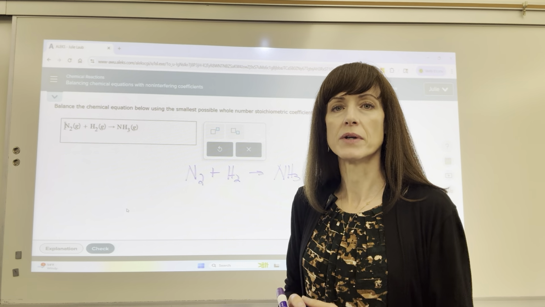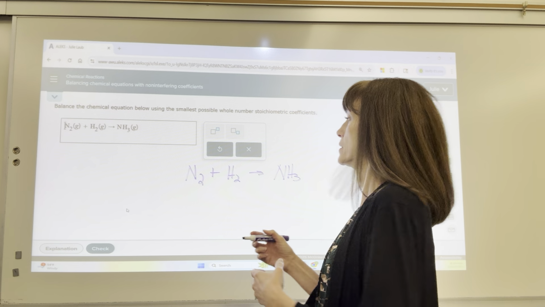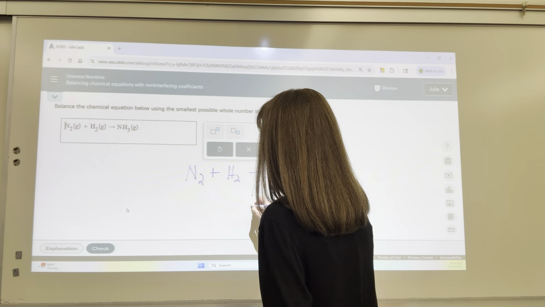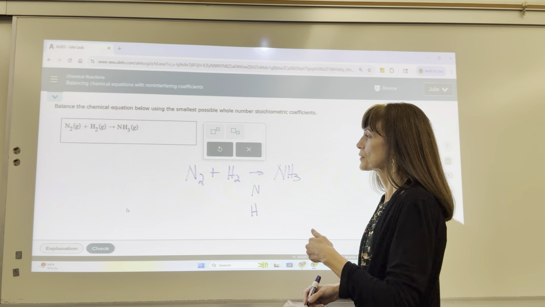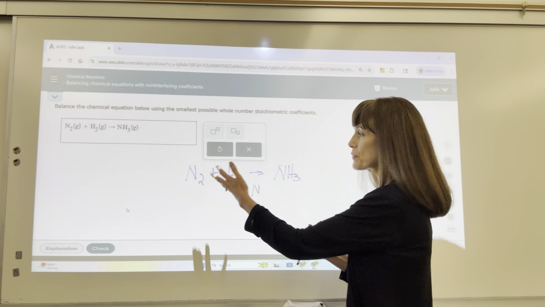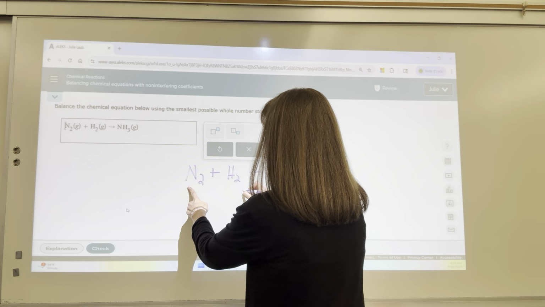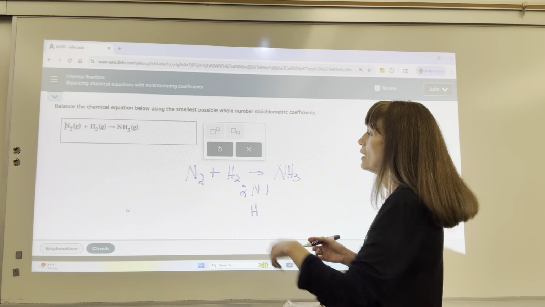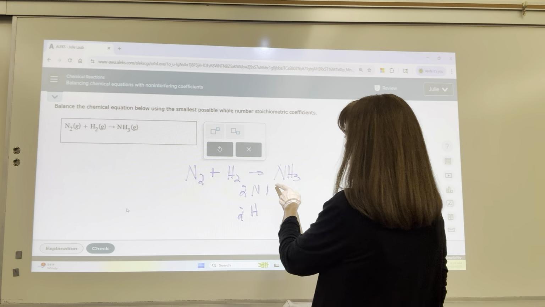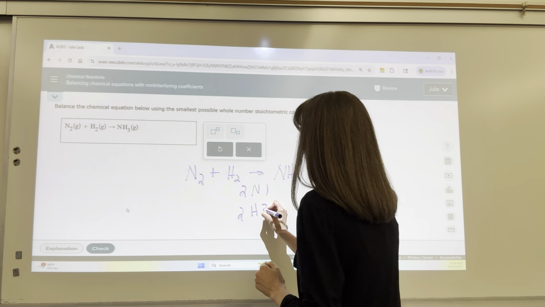Write down every element that you have in the reaction. So I have nitrogen and hydrogen. Notice that I wrote them underneath the yield sign. Then you're going to count the number of atoms on the reactant and the product side. I have 2 nitrogen on the reactant side, and the product side I only have 1. On the reactant side I have 2 hydrogen, and on the product side I have 3.